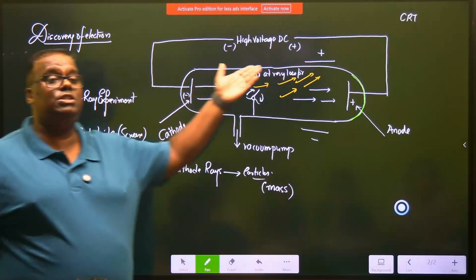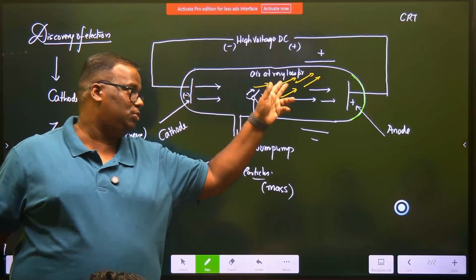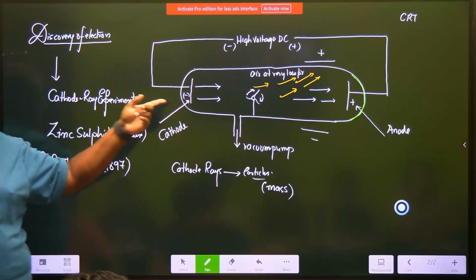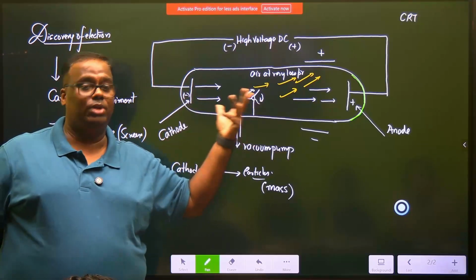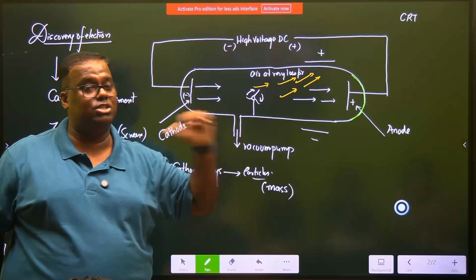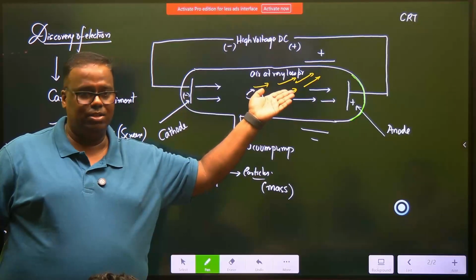Who moves towards the positive side? Someone who should be negatively charged. Otherwise, you should not have moved towards the positive side. So the first finding was, if you put a paddle wheel, it actually rotates. That means these rays are actually particles, a stream of particles which have mass in them. Then they are negatively charged.